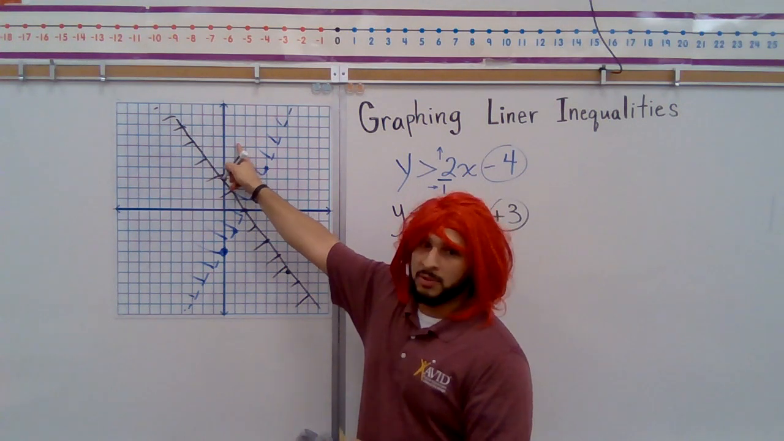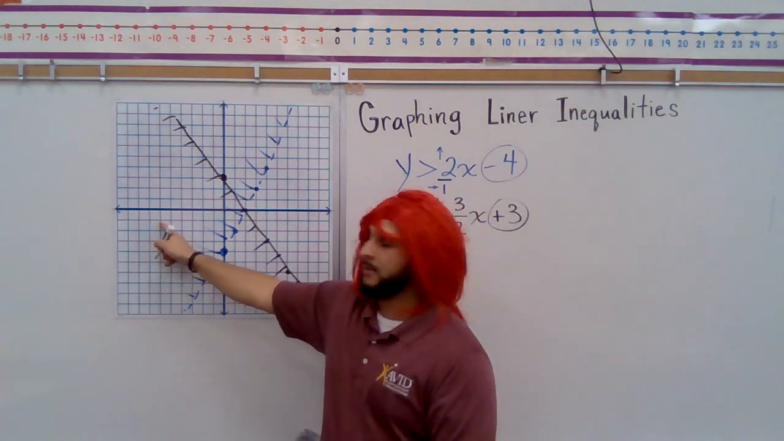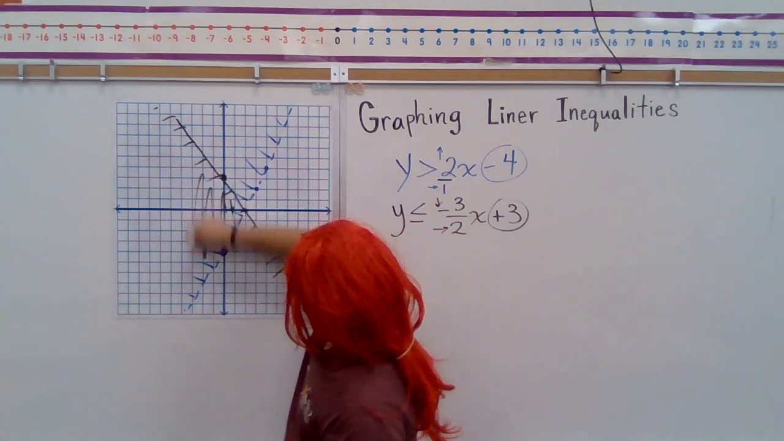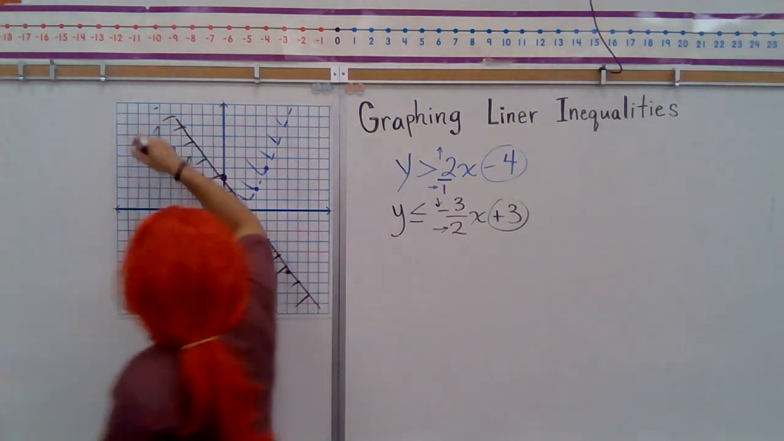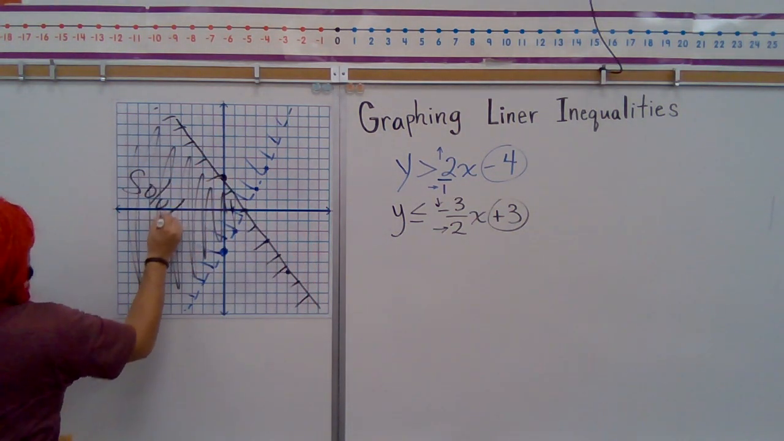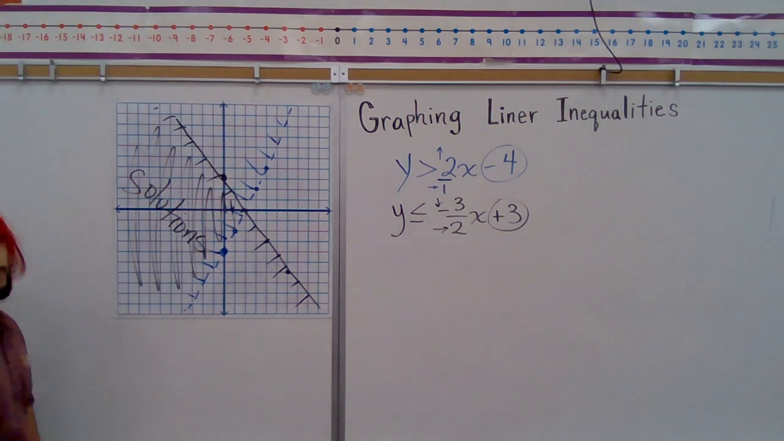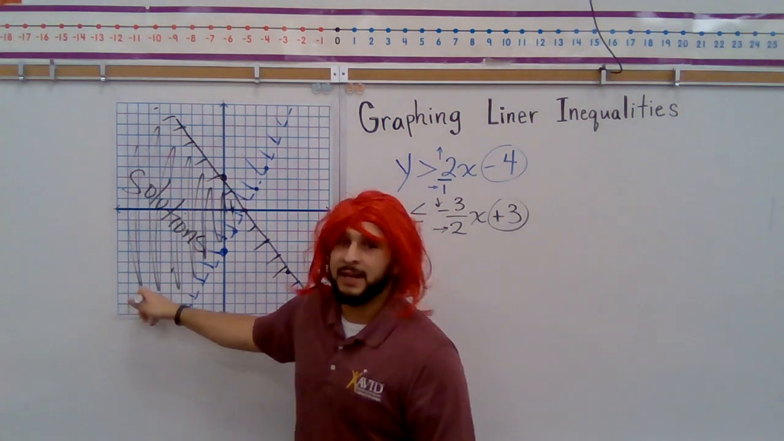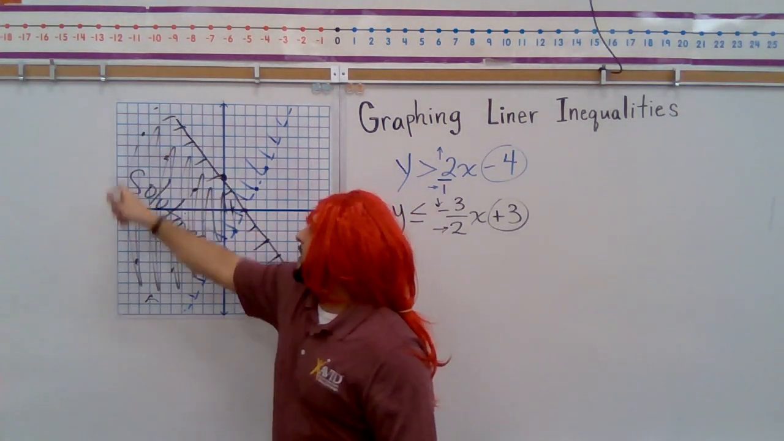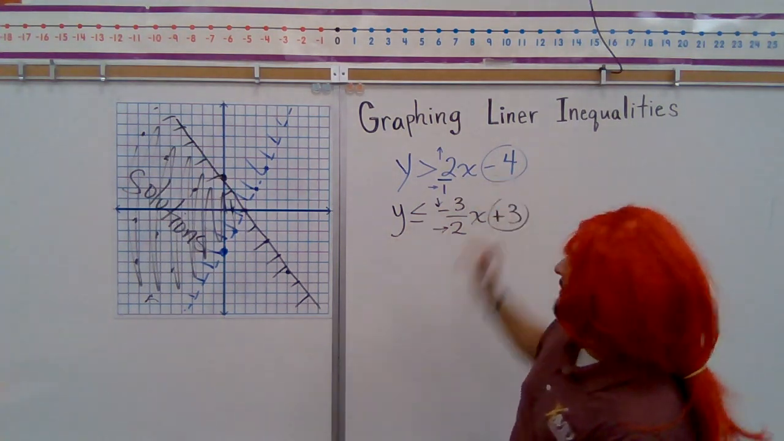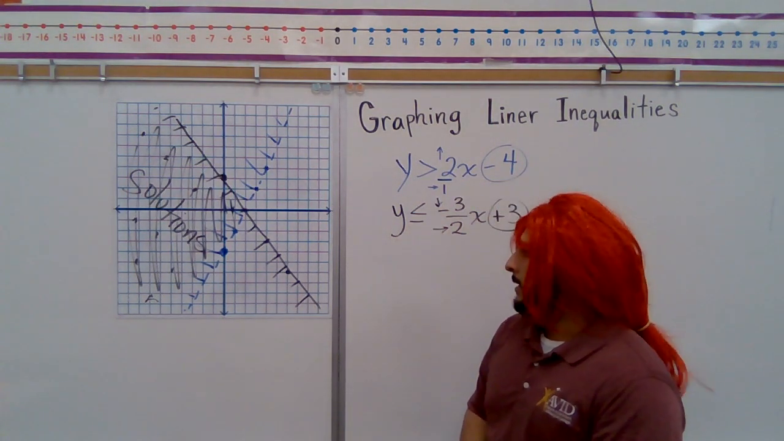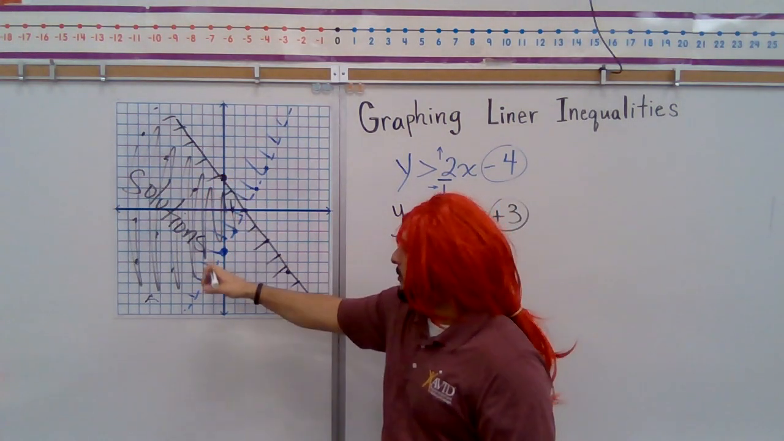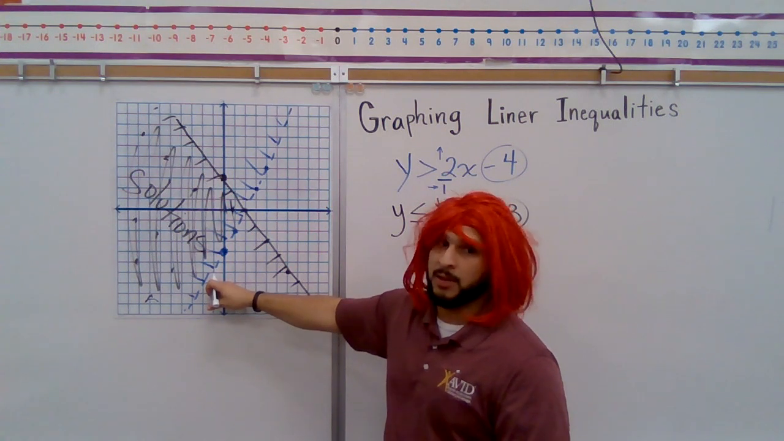This area only works for the blue line. But if you notice this left side, it has shaded area for both. That means these are the solutions to the system of inequalities. What we're saying here is that any point in this area would work for both of these inequalities. If it lands on this solid line, that's a part of the solution. If it were to land on this dotted line, though, that is not a part of your solution.